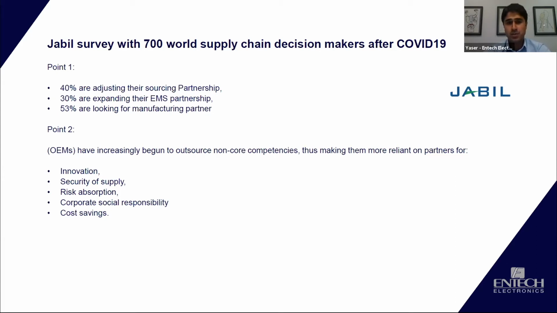Two of the main points which I took from that survey: 40% of the decision makers are adjusting their sourcing partnership. This is due to COVID-19. 30% are expanding their EMS partnership. 53% are looking for a manufacturing partner, which means they used to do it themselves before, but now they want to just outsource it. And in terms of what they're outsourcing, it is interesting. They're outsourcing innovation, security of the supply chain, the risk that they're taking, corporate social responsibility, and also whatever they can do in terms of cost saving and DFM. They're outsourcing all of this. This is all the impact of COVID.